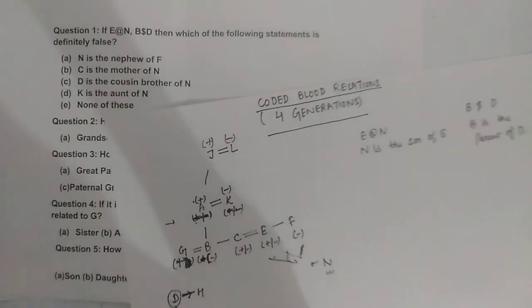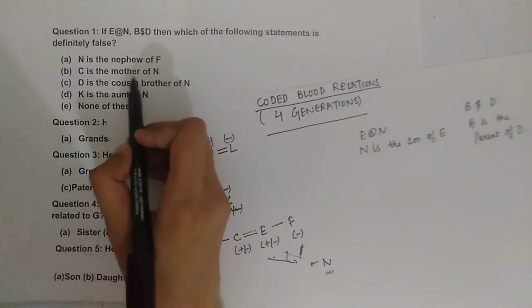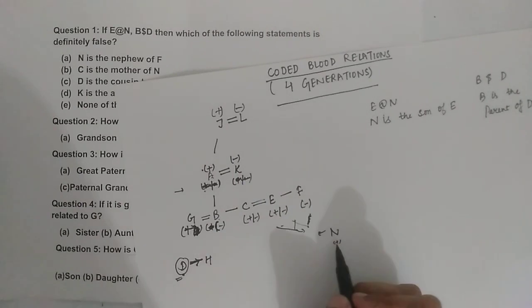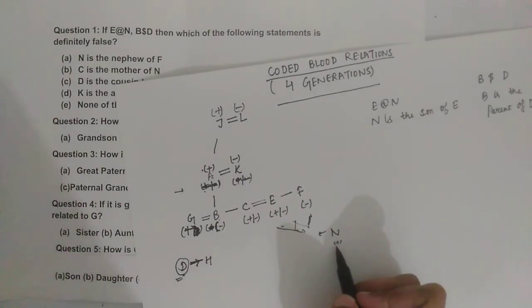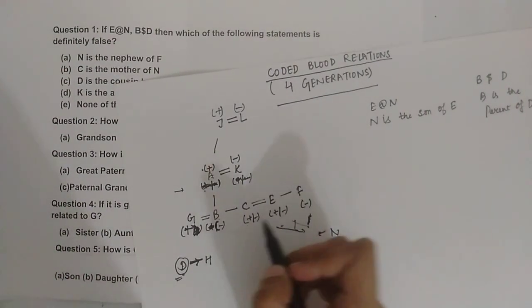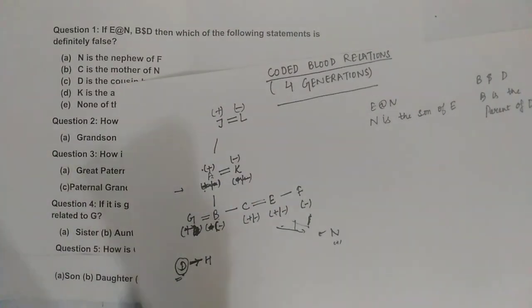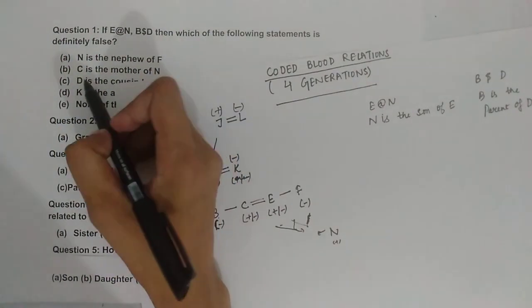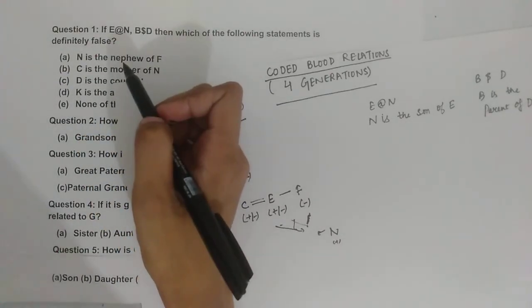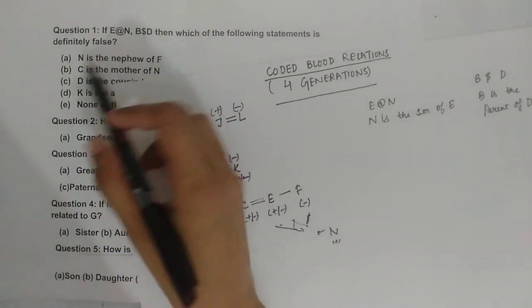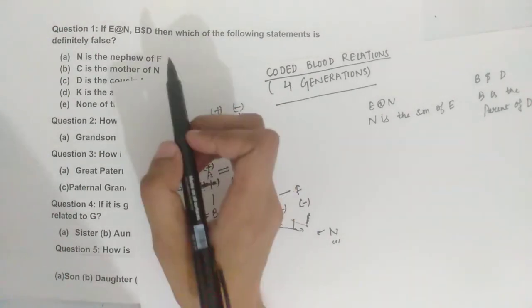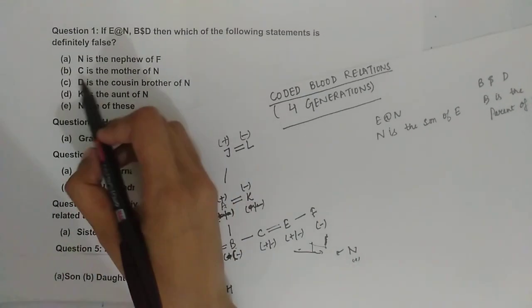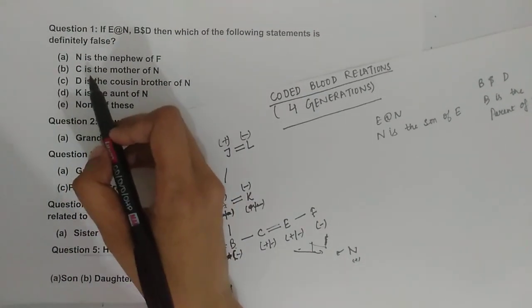See the next. C is the mother of N. We are not sure. C can be either father or mother. But we can't say that this is definitely false. It is not definitely false, because C can be father or mother. So this will not be wrong, since C has to be either father or mother. Fine. So don't mark it like that.